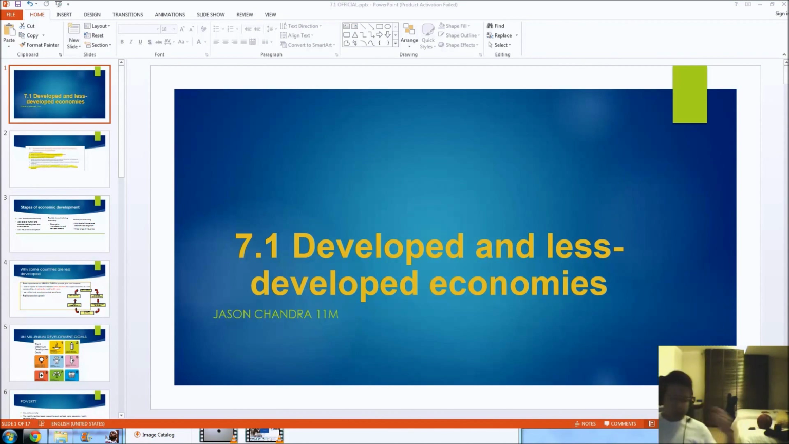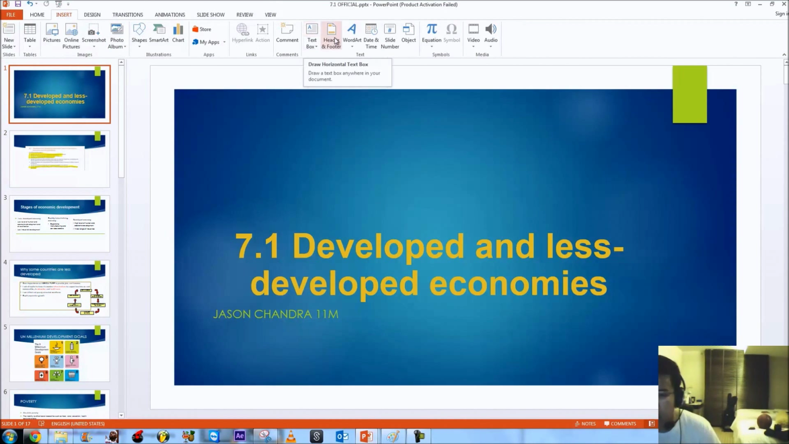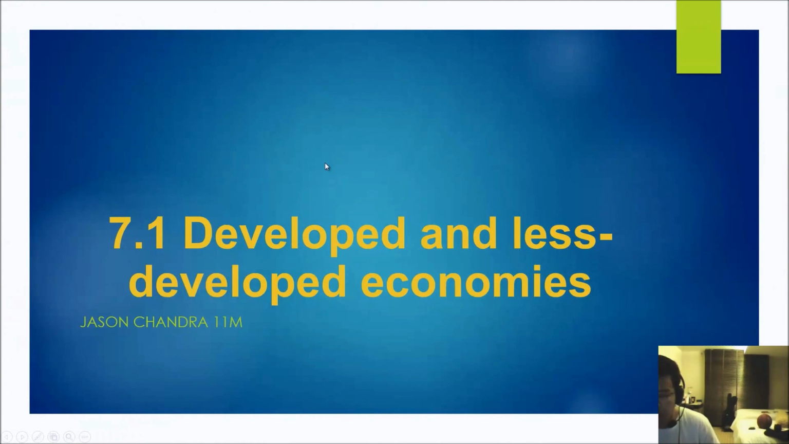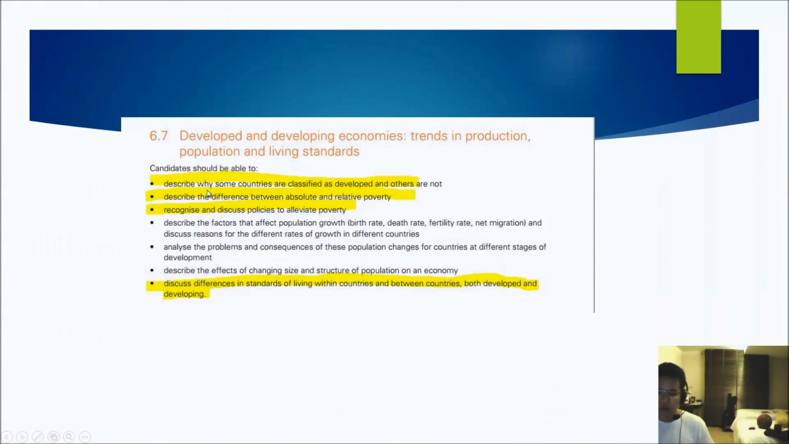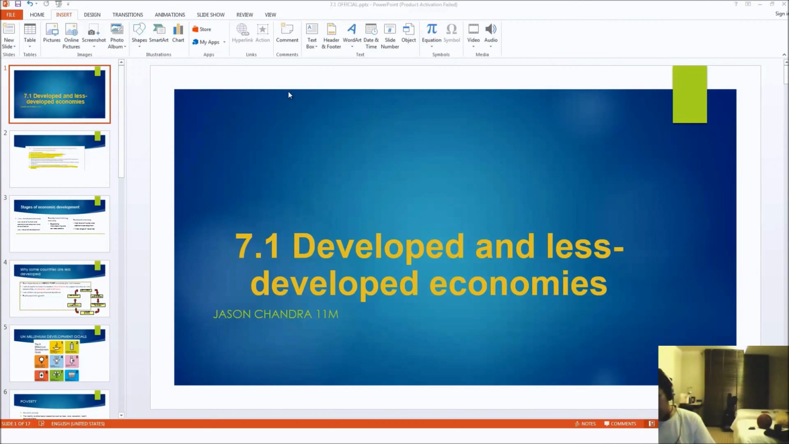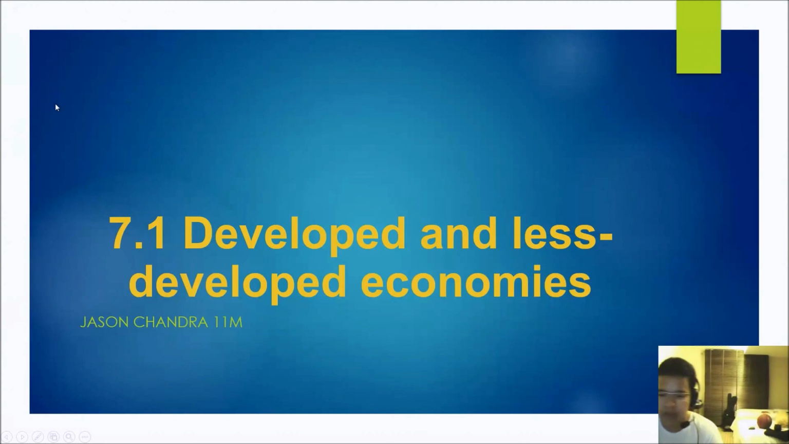Everyone, and welcome to this revision tutorial on 7.1 of the IGCSE Economics syllabus 0455, I think. This will be on 7.1, developed and less developed economies. So first of all, we'll be covering the syllabus statements 1, 2, 3, and 4. The other part, population, will be covered under 7.2, where I still have to make the video sometime, if I'm not lazy and if I have spare time.